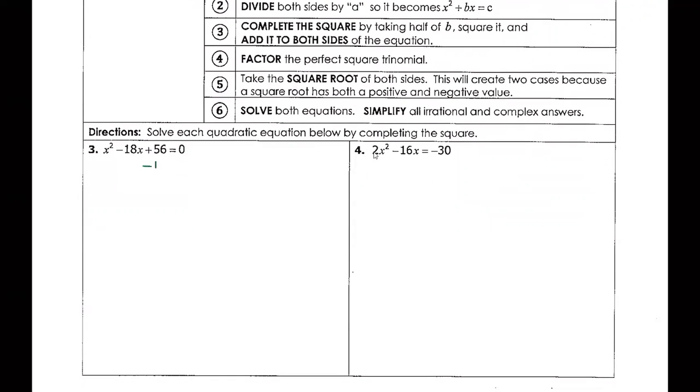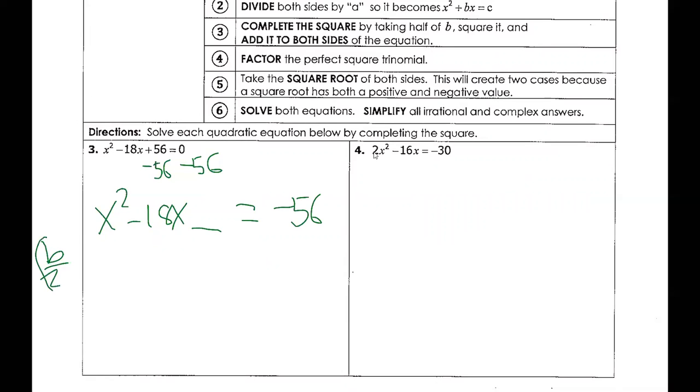So the first thing we want to do is move our constants over. Usually I'm going to just leave a little bit of space and set it equal to what we had, so -56. So this is like that bell work question, or the warm-up question we looked at today. To complete the square, remember that's b over 2 squared. So in this problem, that would be -18 over 2 squared, or really 9 squared.